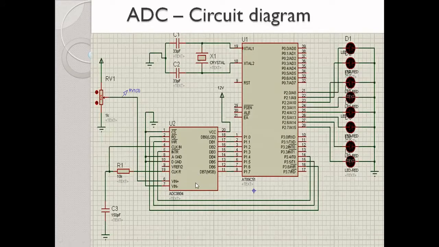So this is the circuit diagram for the ADC. Here we are using the 8051 microcontroller. It is an 8-bit ADC, so 8 LEDs are connected. Next, here we are giving a crystal oscillator, and you have to give 11.0592 MHz frequency.